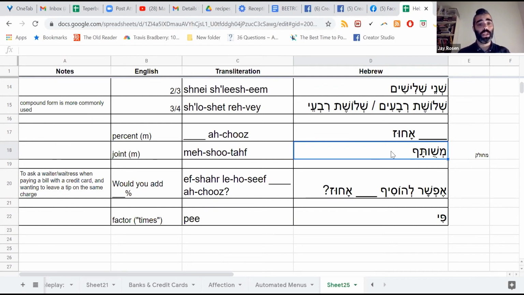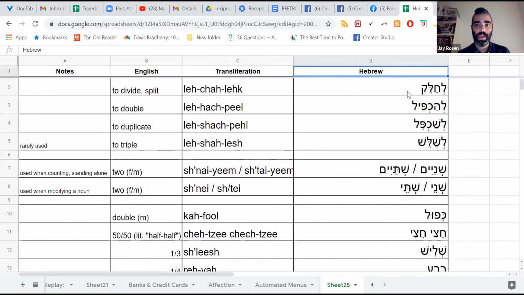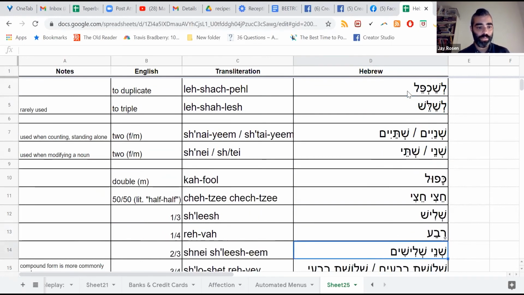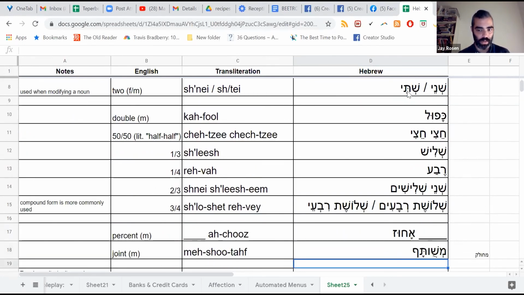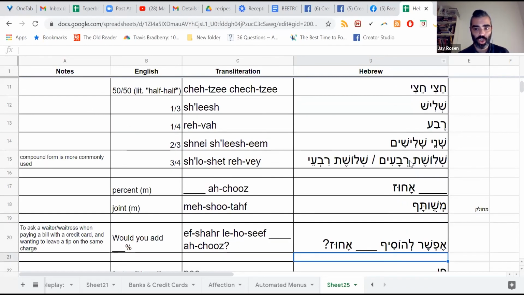Mechulak, meshutaf, there's a lot of similarity to them, but just know that specifically lechalek, that word up here, is a verb and it's the infinitive to divide or to split something. And meshutaf is simply an adjective. It means joint or shared, meshutaf. Okay, it's an adjective. It gets conjugated as an adjective.